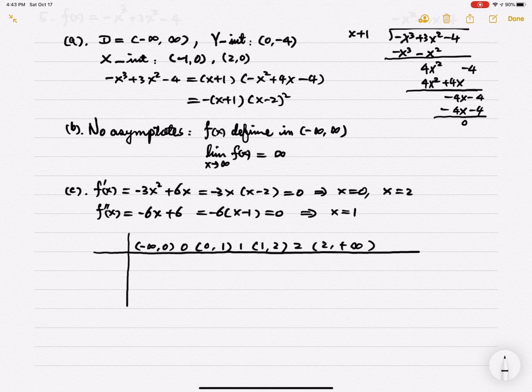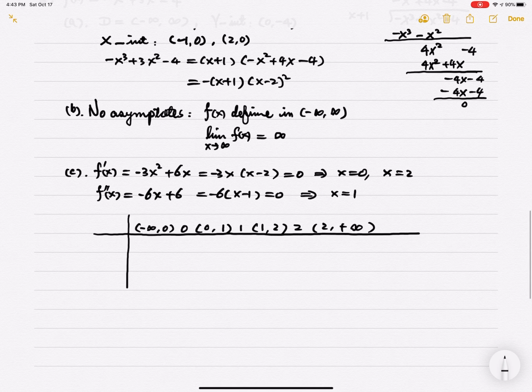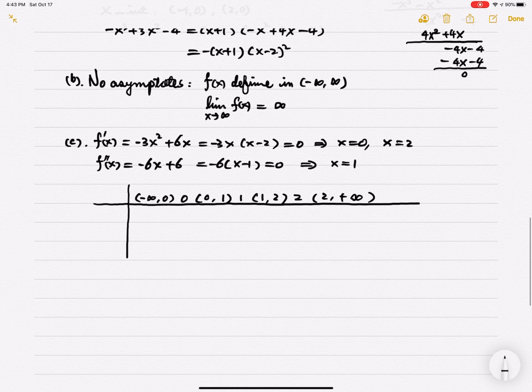Well, our book also did some table, but I probably talk about it in the lecture. In our book, they separate the tables: for the first derivative they put a table, and for the second derivative they put a table. I like to put the table together. So here we have a first derivative, second derivative, and then the function. Okay, so first derivative equals 0 at 0 and at 2.